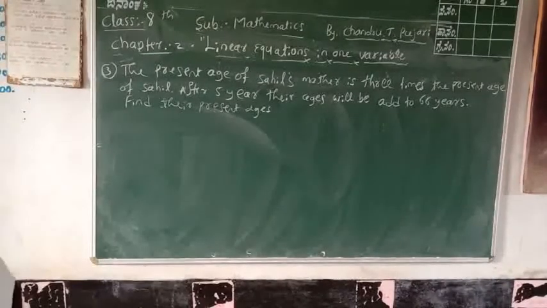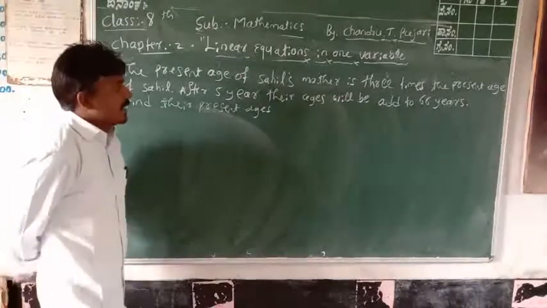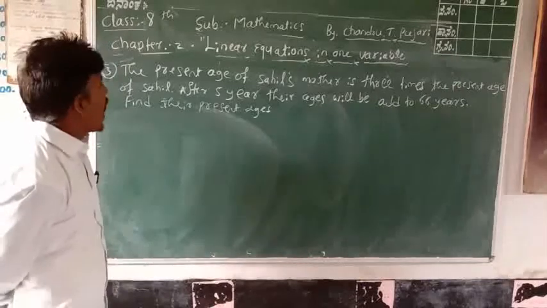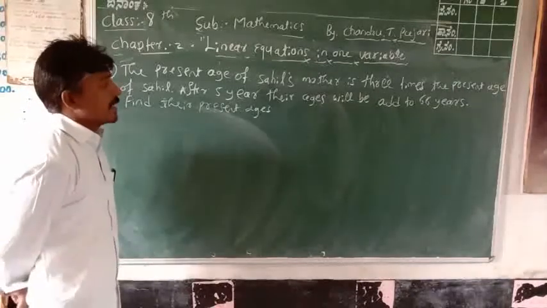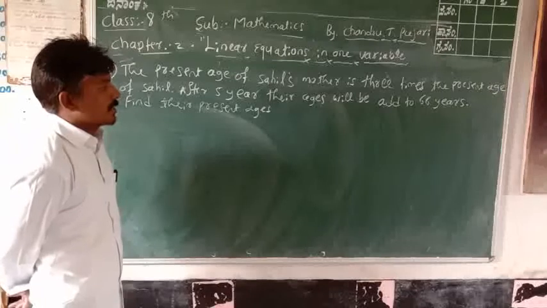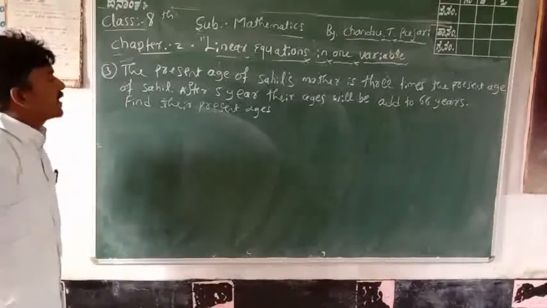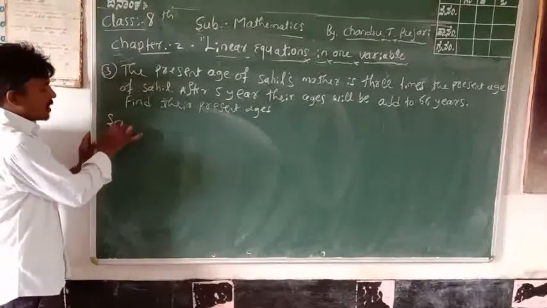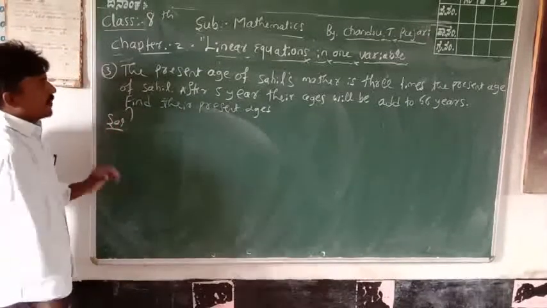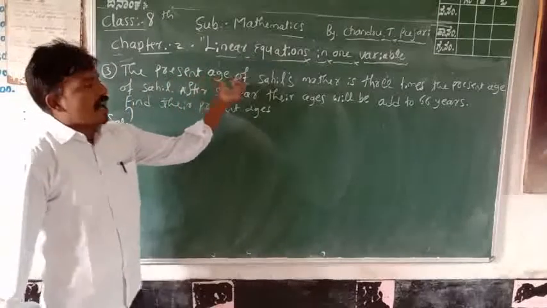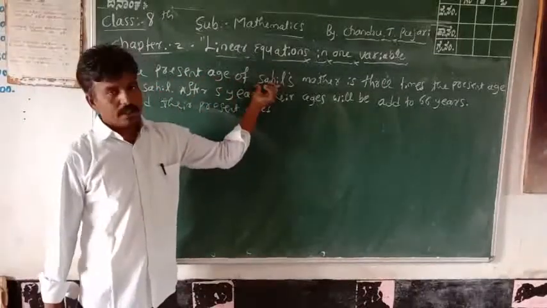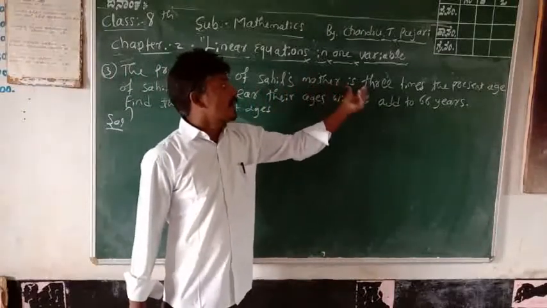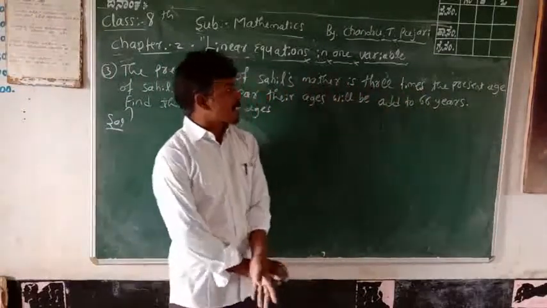The present age of Sahil, and mother is 3 times the present age of Sahil. After 5 years their ages will add up to 66 years. Find their present ages. Solution. Once again, check your statement. We don't know the present age of Sahil; the mother is 3 times the present age of Sahil.